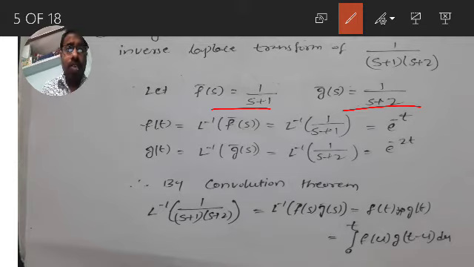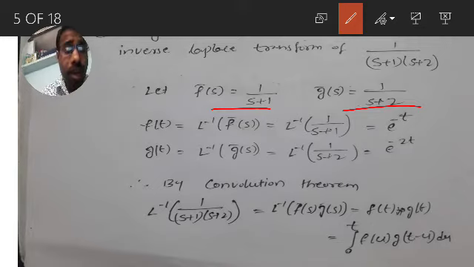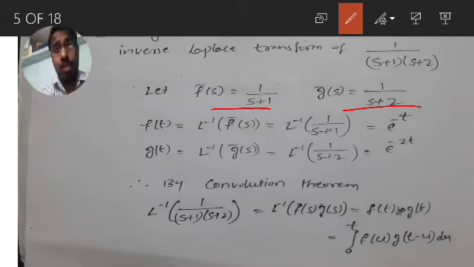What is f bar of s? 1 by s plus 1. That is L inverse of 1 by s plus 1. Which formula are we using? I repeatedly told you in previous classes that you must learn by heart all 8 standard formulas. Then only you will be able to do the problems. So which formula here? L inverse of 1 by s plus a.